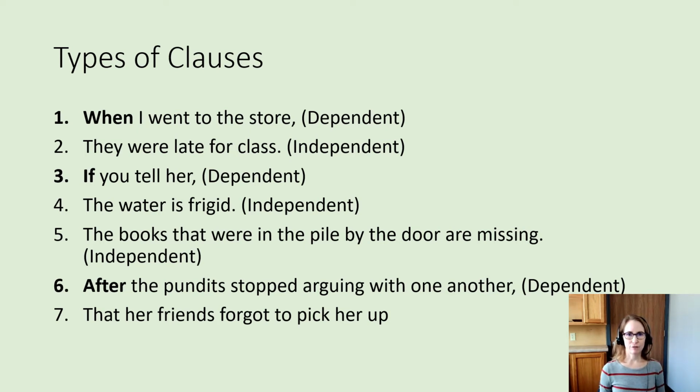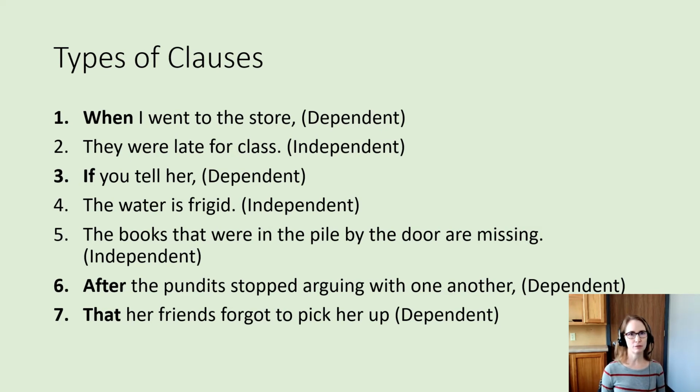Number seven, "that her friends forgot to pick her up." Now "that" is a subordinating word, and for that reason, this is going to be dependent. Notice that I didn't put a comma here, and that's because it's not likely that you would start a sentence with this clause. You might, but it would probably create a bit of an awkward sentence. It would probably be a clause that would come later in a sentence. So for example, you might say, "Sarah was mad that her friends forgot to pick her up." There you've got an independent clause and a complete sentence. But just that clause that begins with "that," it cannot stand alone.